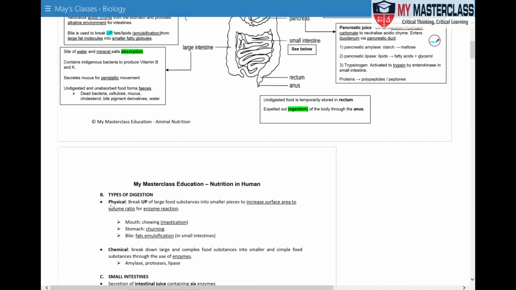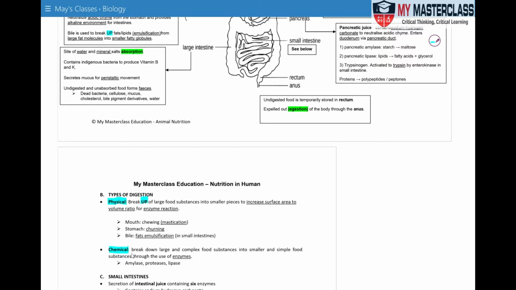We have got two types of digestion. One is physical digestion and the other one is chemical digestion. So physical digestion is the breaking up of large substances into smaller substances. So take note at this point in time of physical digestion, there is absolutely no change to the structure of the substance, which means to say that your piece of chicken is going to remain as chicken, just that it is in much smaller pieces.